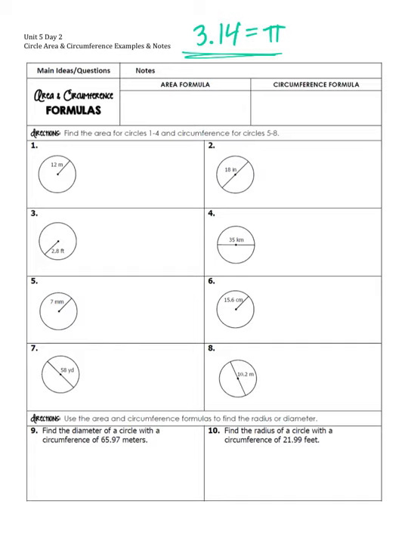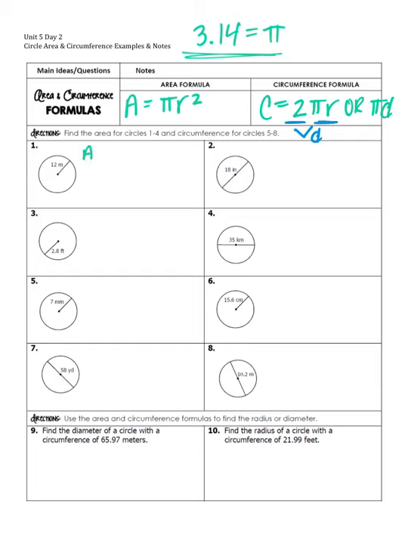All right, so area formula. The area of a circle is pi times the radius squared. And the circumference of the circle is 2 times pi times the radius, or it's pi times the diameter, because remember, we learned yesterday that 2 times the radius is equal to the diameter. So you could represent the circumference with two equations, 2 times pi times the radius or pi times the diameter, depending on what information you have, okay? So find the area for circles 1 to 4 and the circumference for circles 5 to 8.